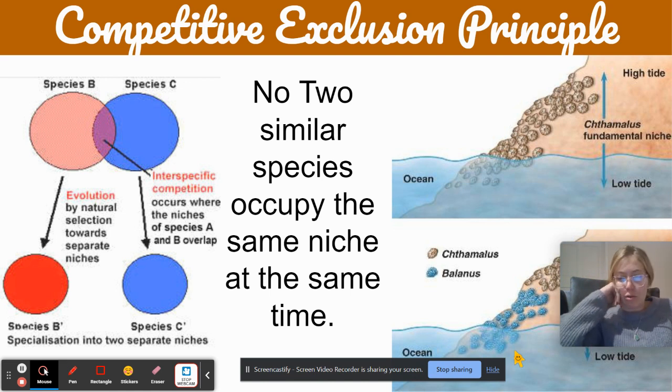I just went over this with my freshmen, so I know you guys learned this freshman year. I know other teachers taught it. It's been a while though, so let's go through this. Essentially what it's saying is no two similar species can occupy the same niche at the same time.